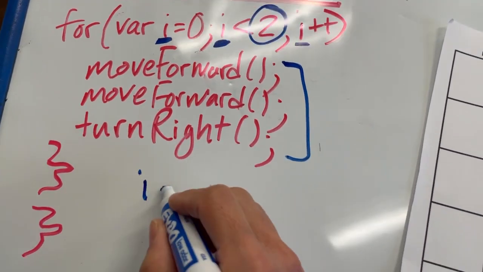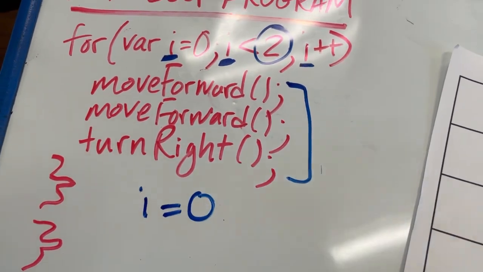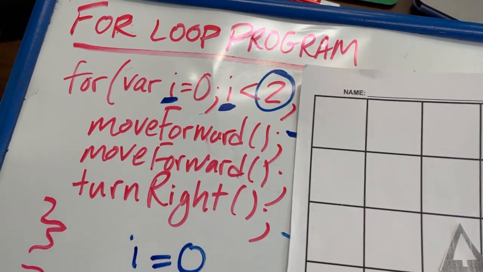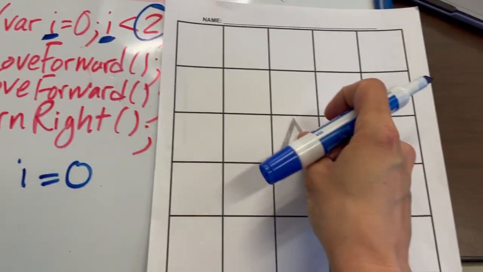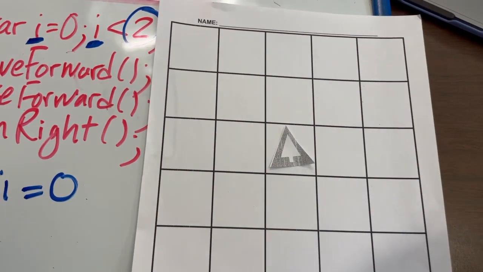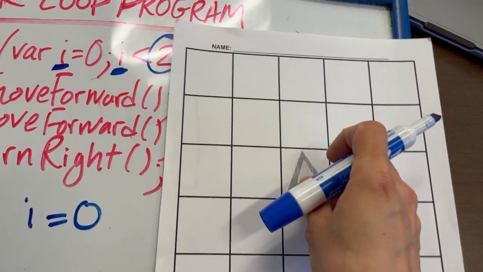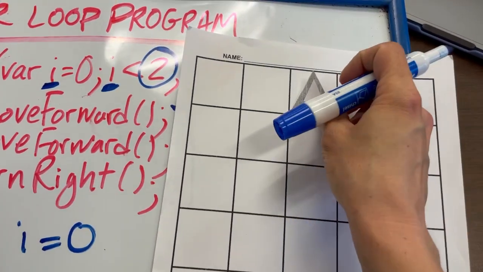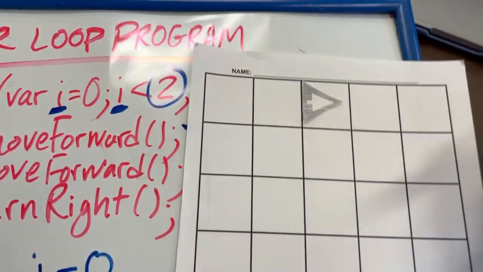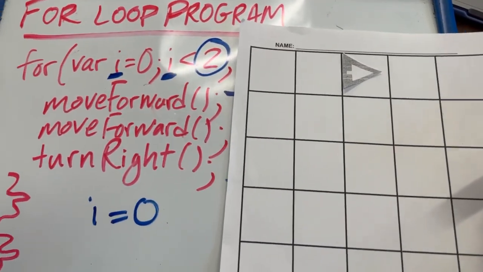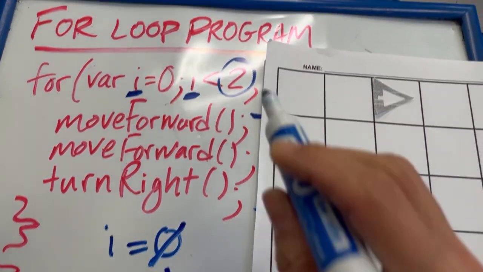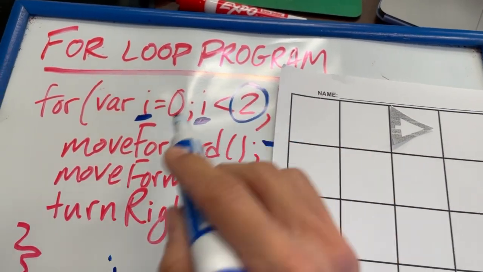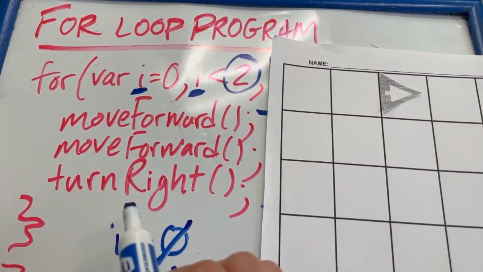We'll keep track of what I equals, so it starts at 0, and we'll pay attention to how that changes each round. So first round, I equals 0. Remember our robot starts in the middle, pointed up. It says forward, forward, and turn right. So our robot is going to end up right there. That is 1 round. Now I increases by 1, it becomes 1. 1 is still less than 2. So now it says forward, forward, right.